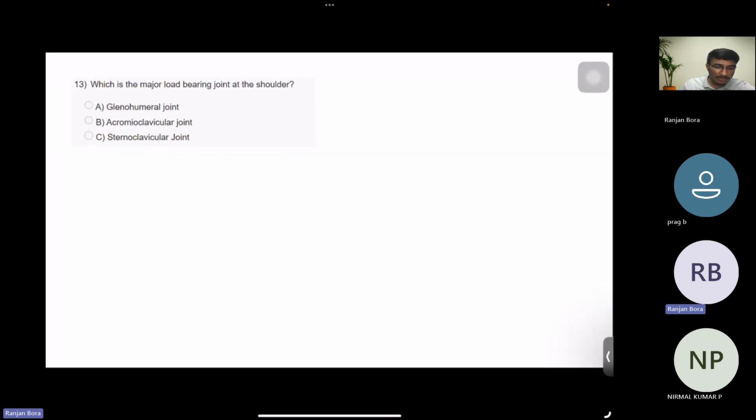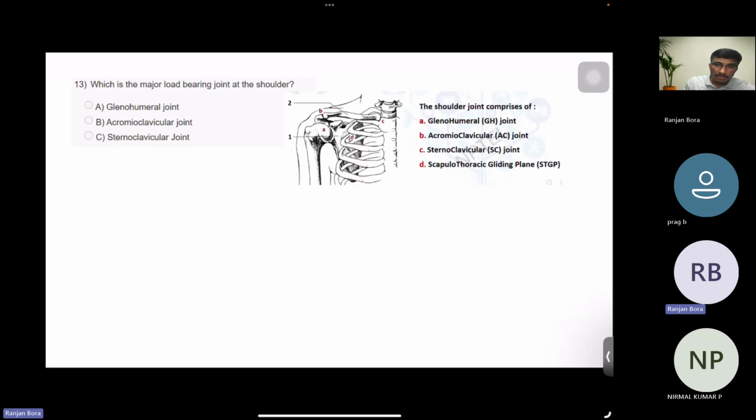And which is the major load bearing joint at the shoulder? Yeah. So you can see at the shoulder we have 4 types of joint, but the main joint which is connected with the arm humerus is this glenohumeral joint. When we carry some load with our hand, the load is first transferred through this glenohumeral joint. That's why it is called the major load bearing joint.